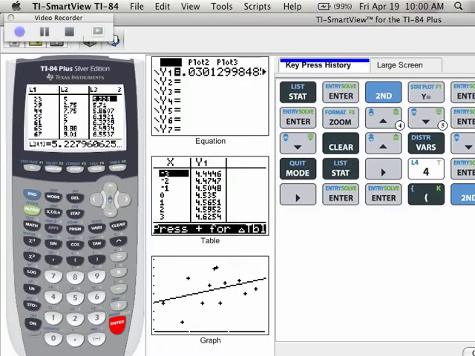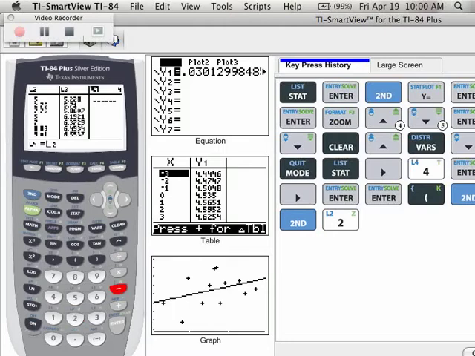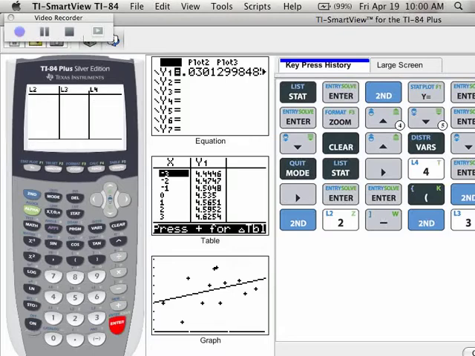And the residuals are always your observed values in list 2 minus your expected values in list 3. So now I go over to list number 4, and I arrow up, hit enter, and I type in L2 minus L3. And what this is going to give me is all of my residuals. So in list number 4, I have all of my residuals. So now I have all my residuals, and I just want to graph that. So when you graph your residuals, you graph L1 versus L4.